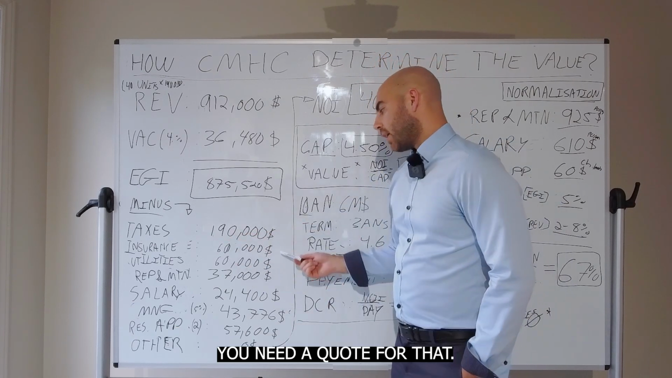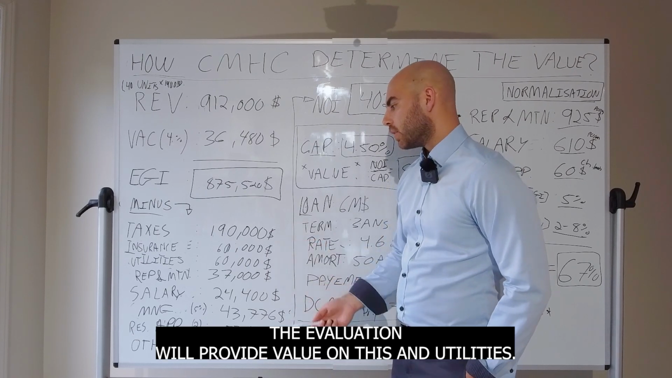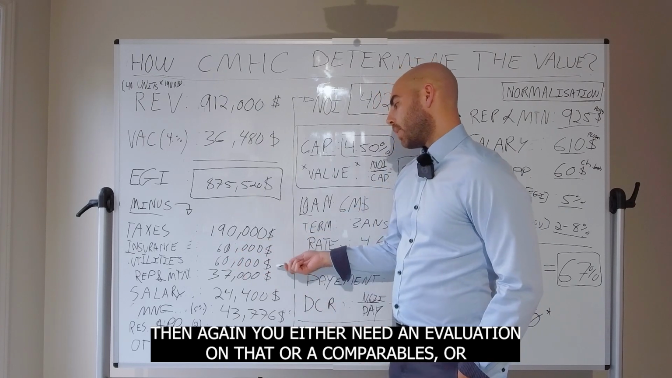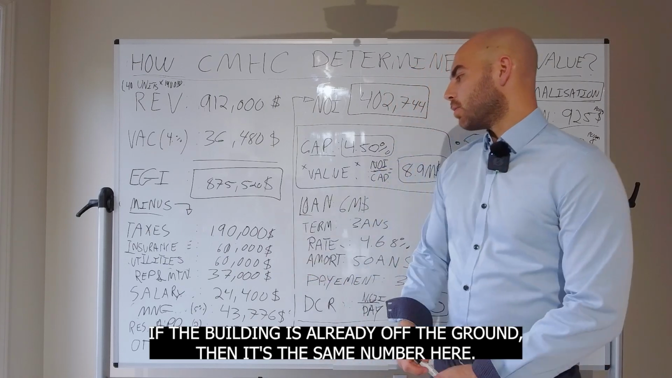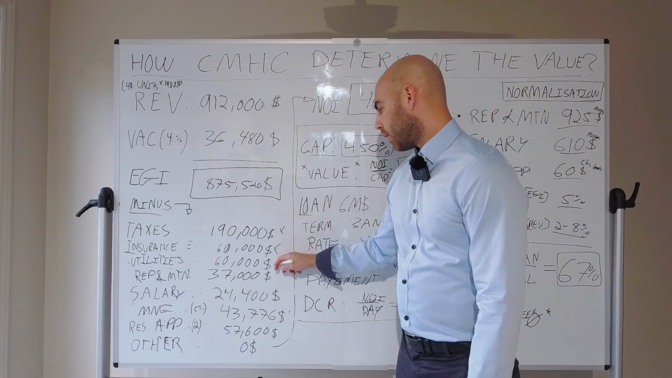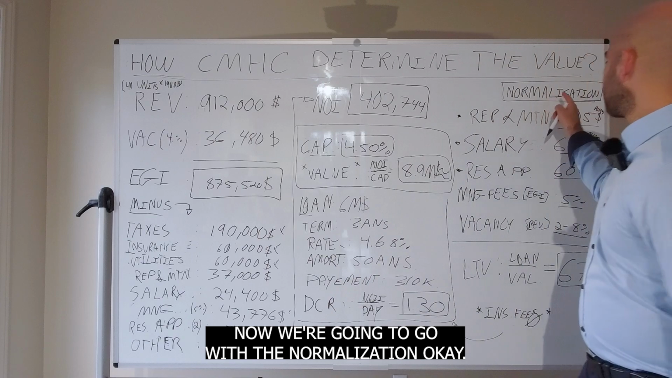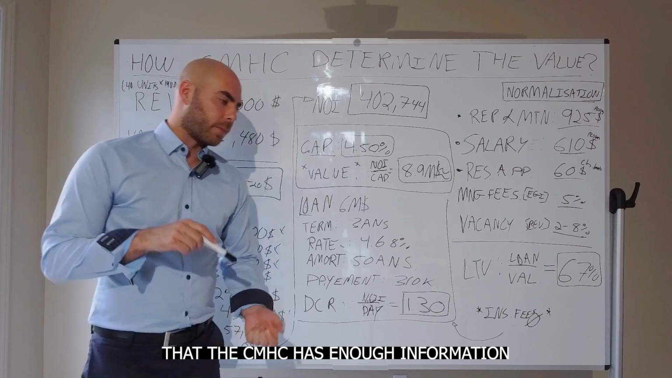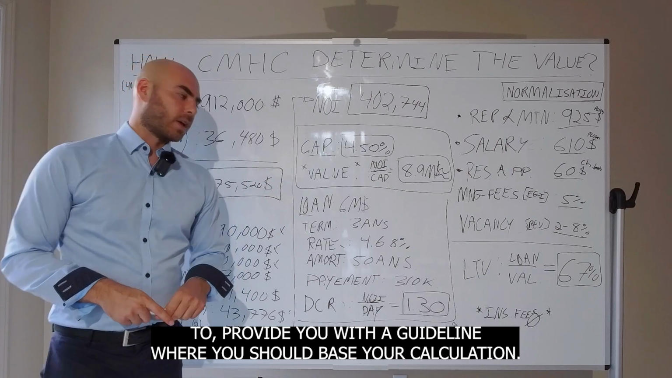Insurance, you need a quote for that if you don't have the building built yet, but if not, the evaluation will provide a value on this. And utilities, then again, you either need an evaluation on that or comparables, or if the building is already off the ground, then it's the same number here. For the rest of these things, I'm just gonna put an X here because we covered that. For the rest of these expenses, now we're gonna go with the normalization, okay? Normalization means that the CMHC has enough information to provide you with a guideline where you should base your calculation.